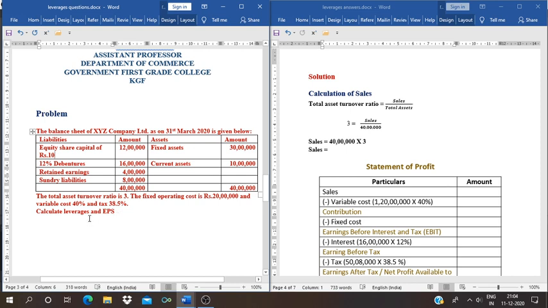Here we need to calculate all the three types of leverages and EPS. EPS means earnings per share. With the help of this balance sheet and additional information, we have to calculate leverages and EPS. But a very important thing is not given in the problem. What is that? The sales. Sales information is not given. We should calculate the sales first. Now, see the solution.